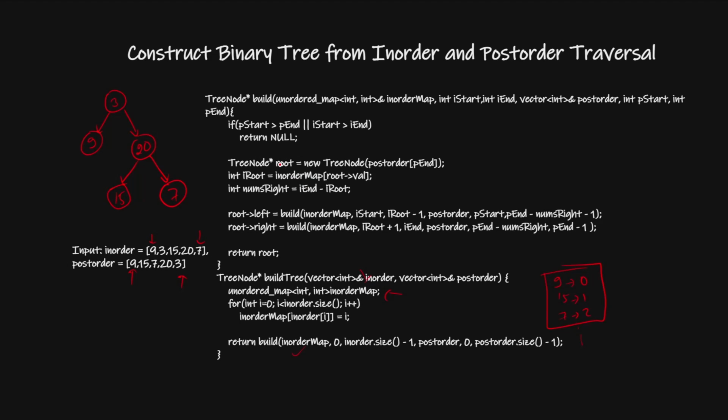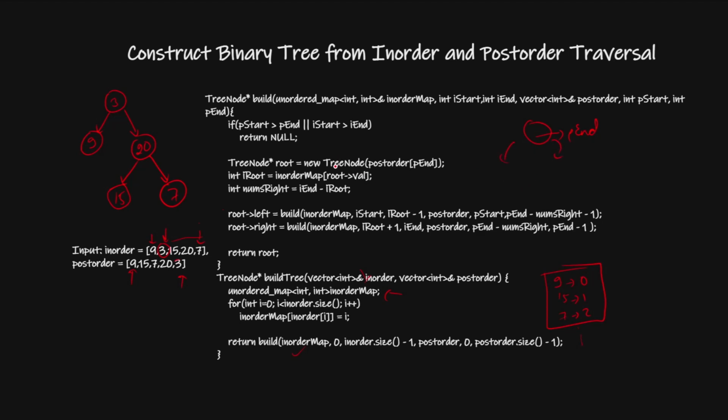Otherwise, what I will do, I will create a node, and its value will be, what will be its value? Its value will be this, which is pointed by my p end. So I will create one root and its value will be this p end. And after creating this, I will find that root value in my map. From here, I will get the index. Once I get the index, let's say this 3, and this will be my index. Then I have to find how many numbers in right. So how I can find, this is my I end, this is my I root. I will do I end minus I root and I will get this number of elements.